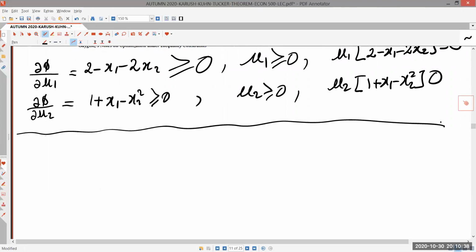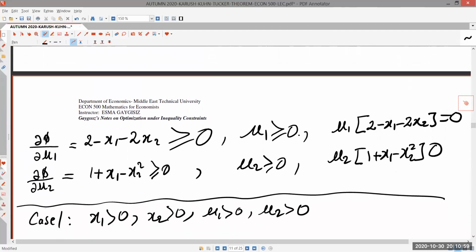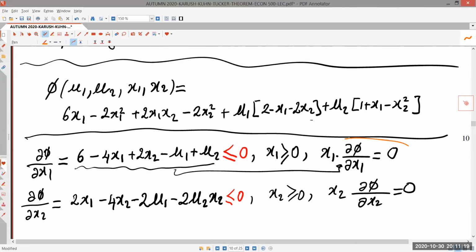Okay, if they are all positive, let me write here case 1: x1 greater than 0, x2 greater than 0, mu1 greater than 0, mu2 greater than 0. And I know that if they are all greater than 0, look at the very right hand side. If mu1 is greater than 0, this term must be equal to 0. The constraint must bind. If mu2 is greater than 0, again, this constraint must bind. And we would just have the same logic here.